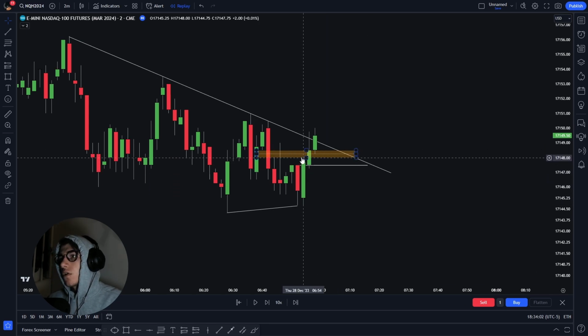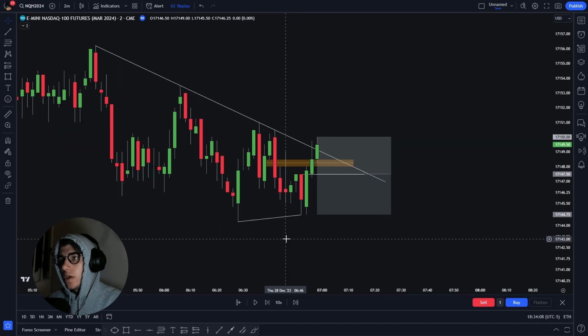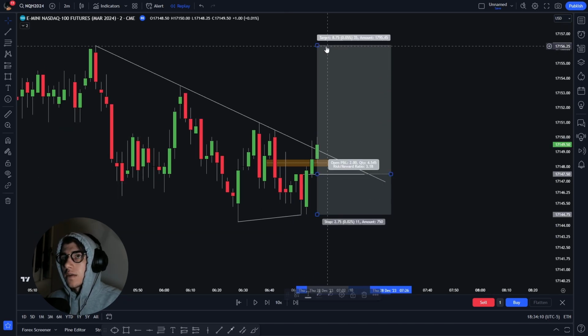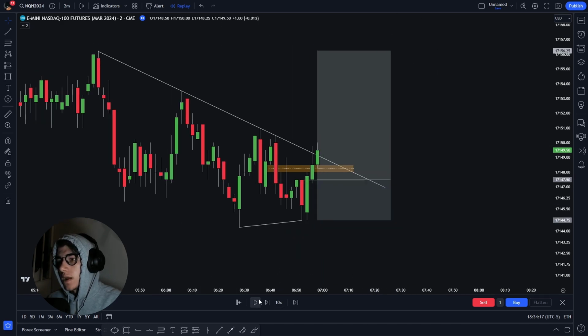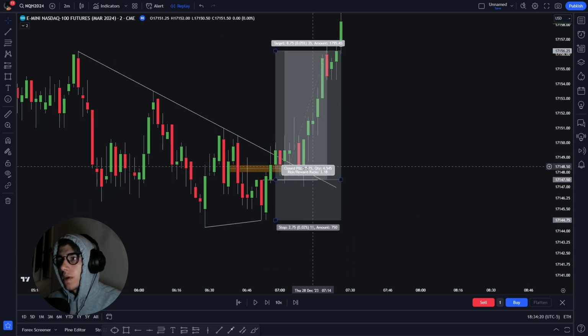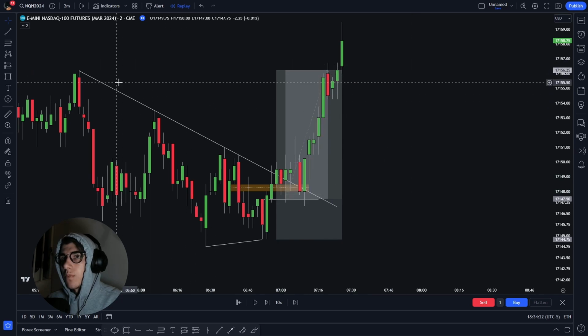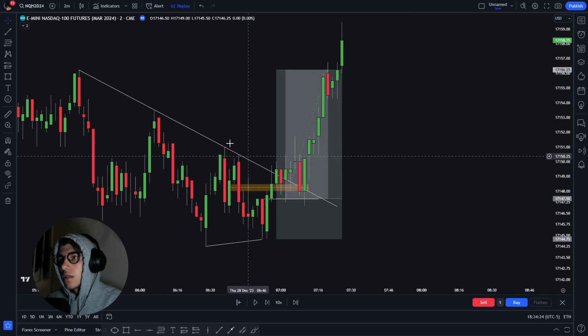In this case, we are going to go for this order block, stop below the low here, and target the end of the trend line liquidity or low resistance liquidity. Let's play it out and see what happens. There we go. We get tapped in and we hit the end of the low resistance liquidity.